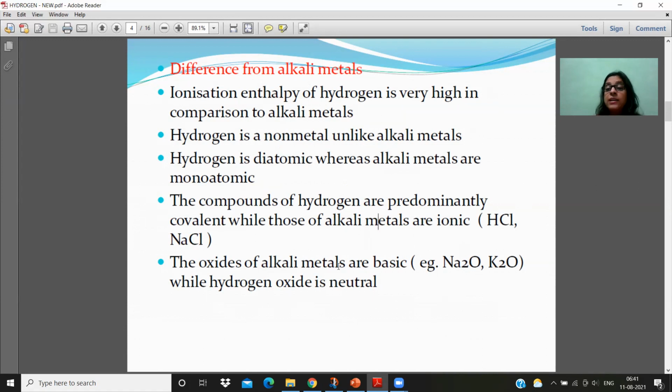Oxides of alkali metals are basic in nature, whereas hydrogen oxide is neutral. Hydrogen oxide means water. That is neutral, its pH is 7. Neither is it acidic nor basic in nature. Whereas all the oxides of alkali metals, Na2O, K2O, Li2O, are usually basic in nature. So these are the main differences from alkali metals.